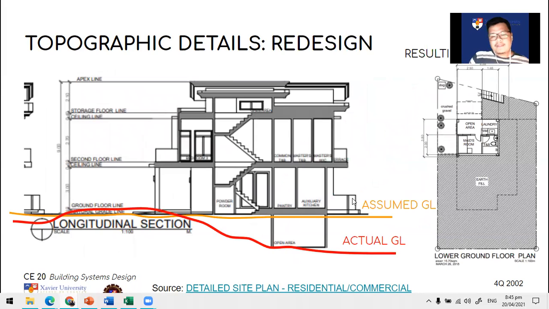So in this picture, this shows the redesign aspect of the lot. As you can see, the first floor and the second floor is what was the original concept of the architect. However, the red line is the actual ground level of the area, and that includes the 3-meter difference. While the architect assumed that it's already flat, the actual difference in elevation is 3 meters. To compensate for that, we had 2 proposals.